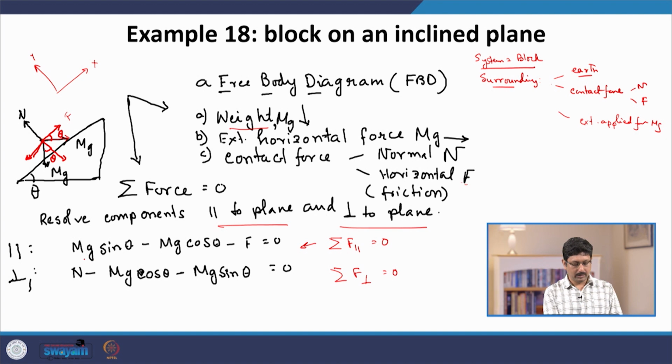So, this mg sin theta is coming from the weight, and this mg cos theta is coming from the applied force. So this is weight, this is applied force. And similarly, in the normal direction we have the normal component and this mg cos theta, which is coming from the weight, and this mg sin theta, which is coming from the applied force, equal to 0.